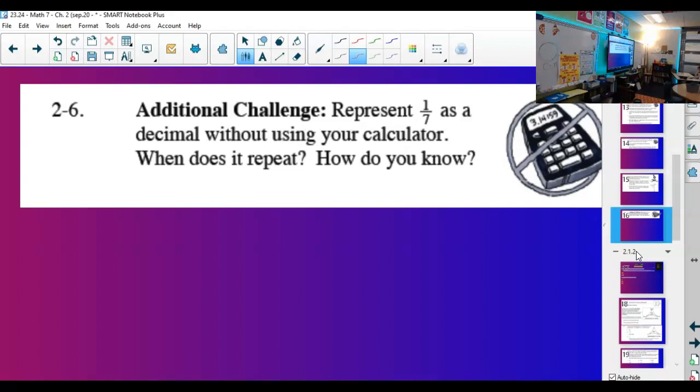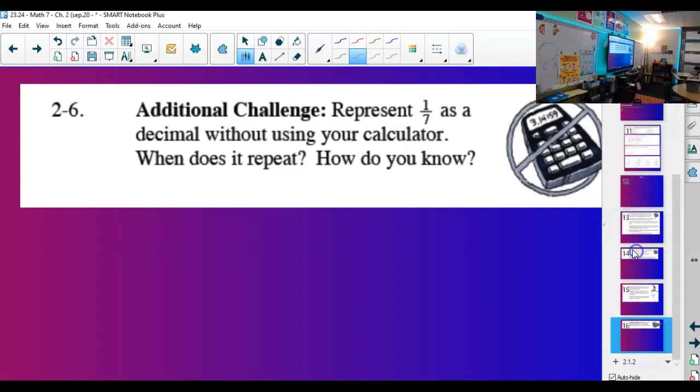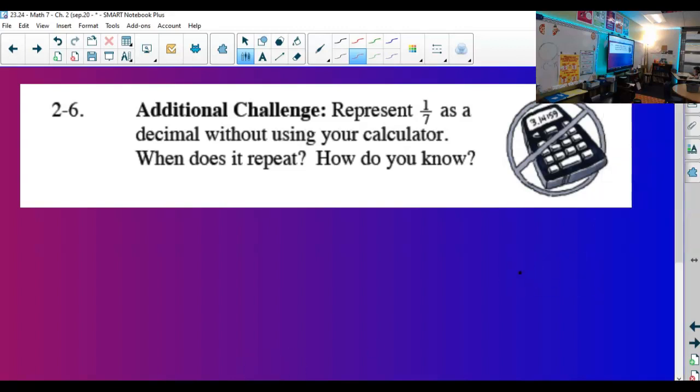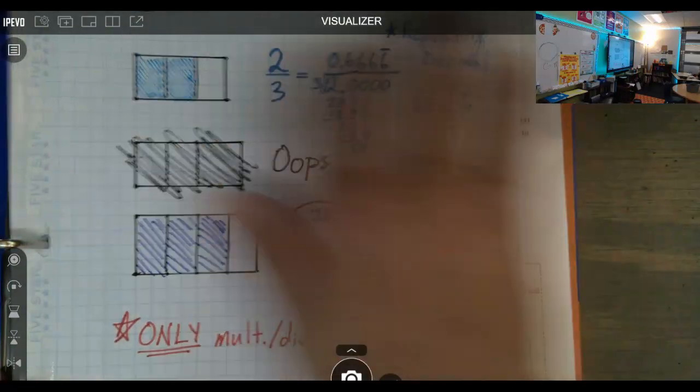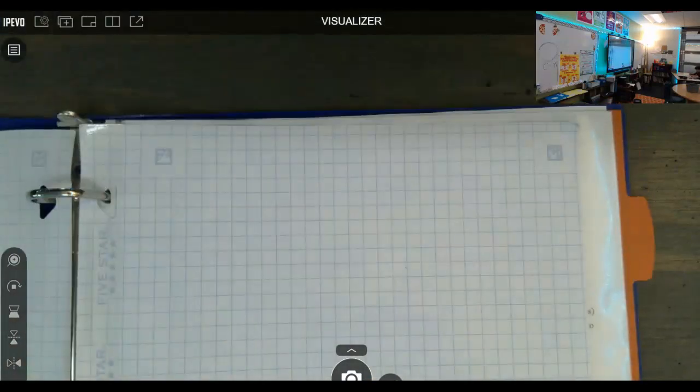1/7. I want you to take a moment to try to practice long division. So this would be great on your graph paper, right? I'm going to flip because there's no space left on here. So let's all write out 1/7.